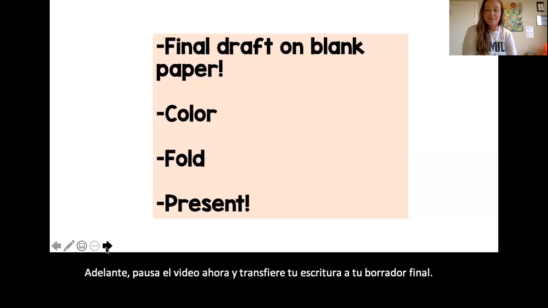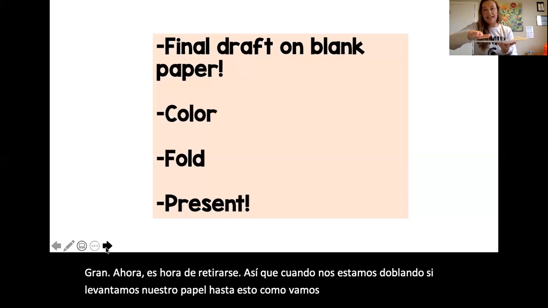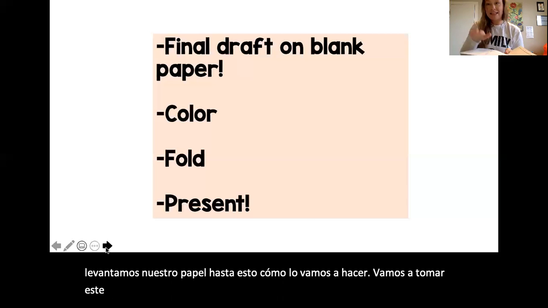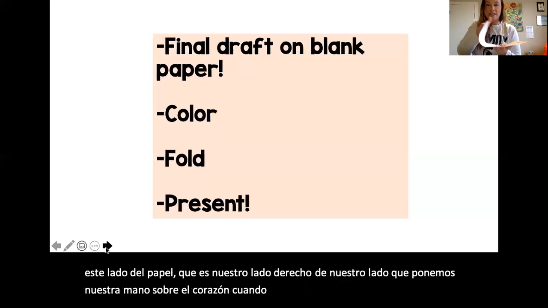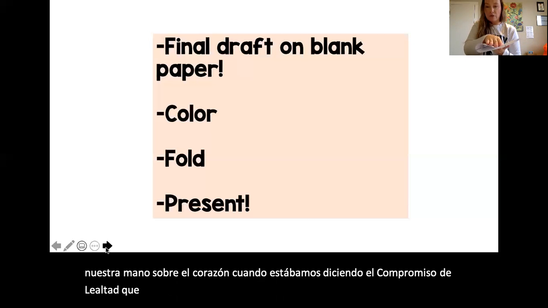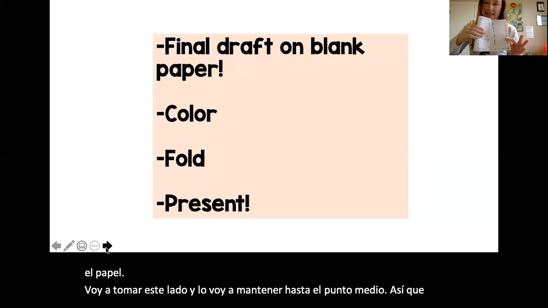Great, now it's time to fold. So when we're folding, if we hold our paper up like this, we're gonna take this side of the paper, which is our right side, our side that we put our hand over our heart when we're saying the Pledge of Allegiance. We're gonna take that side and only fold it to the halfway point on the paper. I'm gonna take this side and I'm gonna fold it to the halfway point. So where this side meets those boxes.